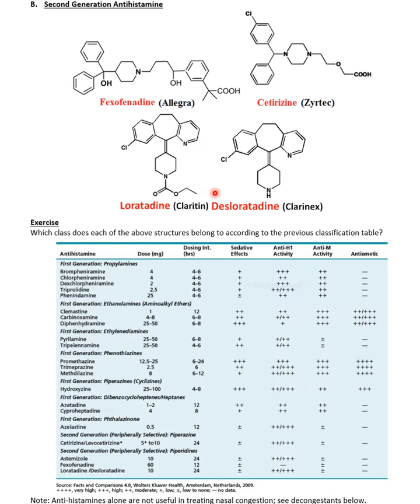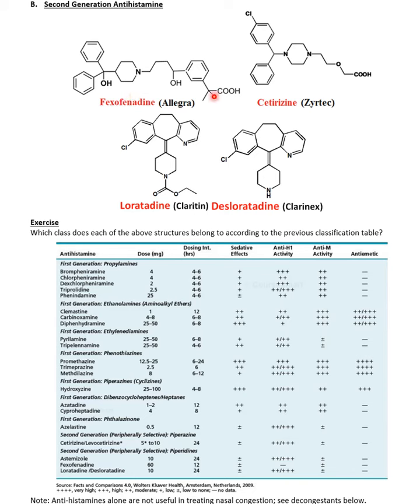Okay, so here comes the second generation antihistamine. Let's see how these structures are different from the ones before. The main difference you would notice is the size of these molecules. They are basically larger than the molecules we had in the first generation, which makes them more difficult to cross the blood-brain barrier. And another thing is that they are more polar.